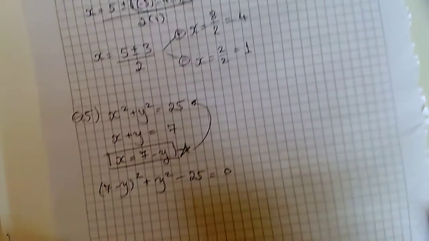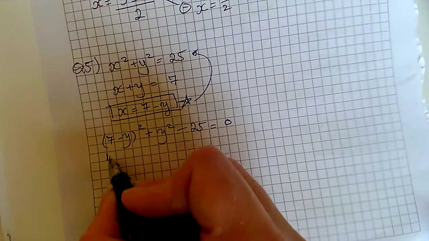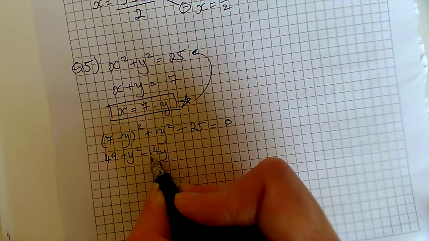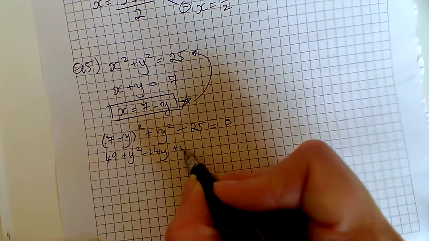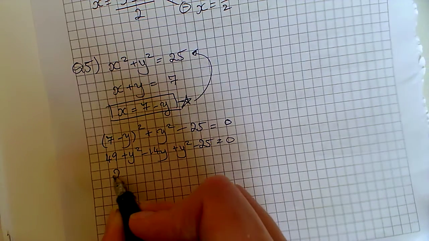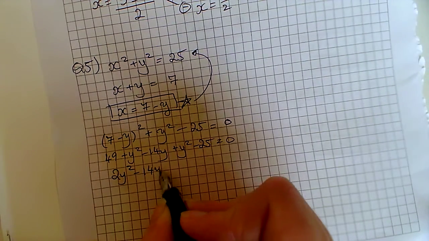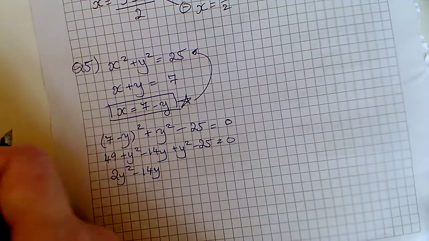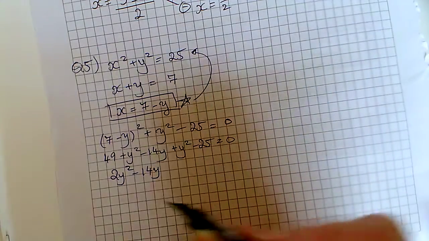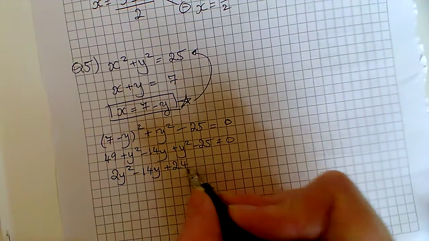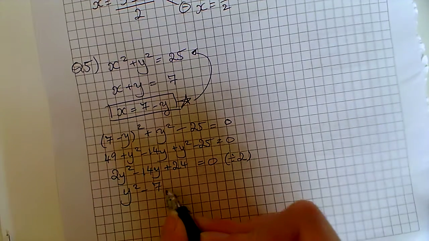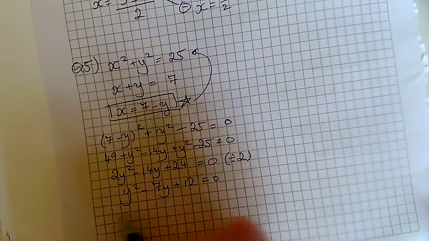I'm bringing the 25 over at this point as well because I know that I'm going to have a quadratic equation when I'm done. Square the first, square the last, double the product, plus y squared minus 25 equal to 0. And y squared plus y squared, 2y squared minus 14y. 49, take 25, gives me 24. It's a plus 24. And because I can divide across by 2, I will. y squared minus 7y plus 12 equal to 0.